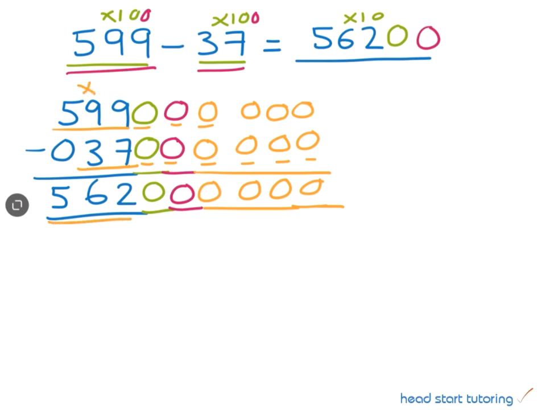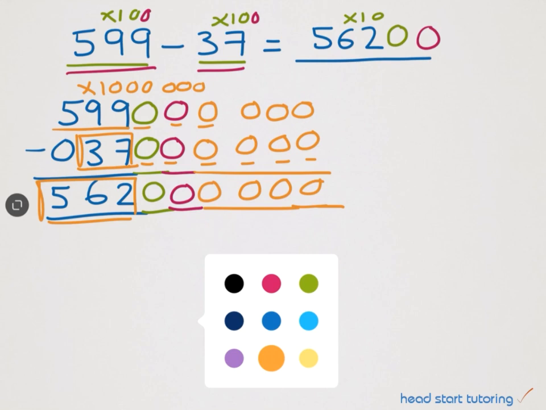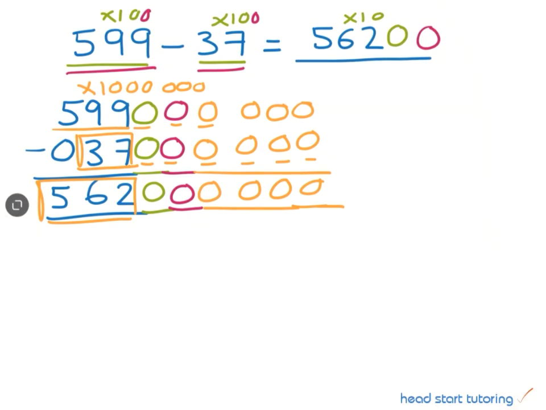And because we multiplied 599 by 1,000,000 and our 37 by a million, we then multiply our answer of 562 by a million as well. So basically, it's exactly the same as when we are plussing and when we are minusing. So here we were minusing.